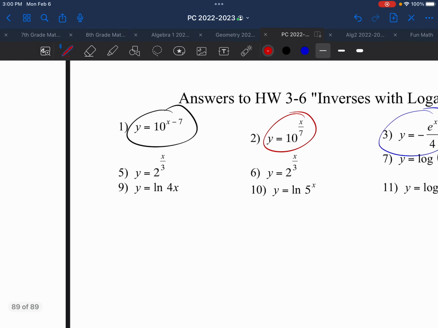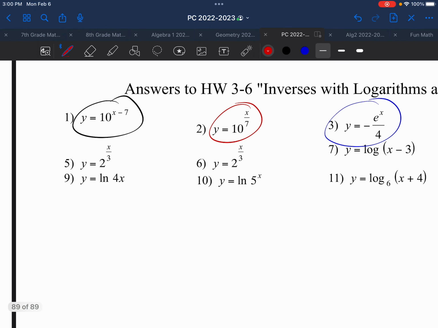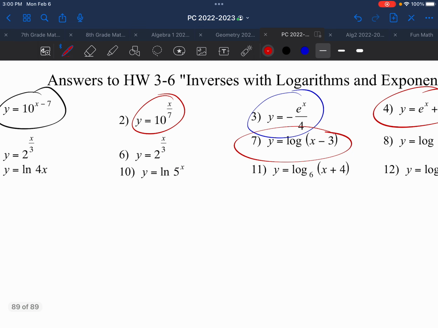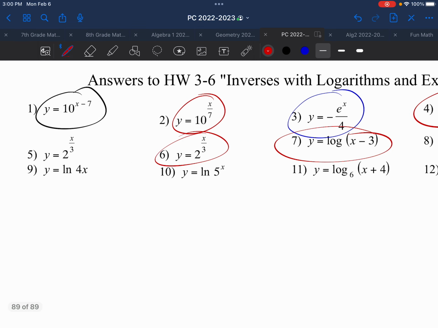Log of x minus 3. Where have I not checked my work in a long time? Log of x minus 3. Those are the correct answers. Notice they're both the same answer.